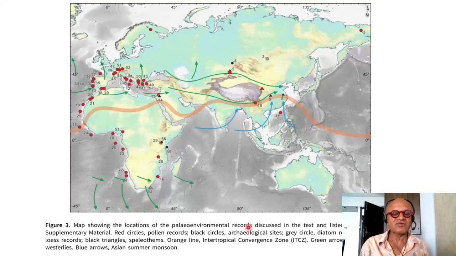Red triangles are loess records, again airlifted dust that corresponds to the strength of the monsoon, especially in the monsoon regions here, for example. Black triangles are speleothems, so you have some cave records of speleothems, dripping groundwater that leaves climate variability signals. Orange line is the intertropical convergence zone. Green arrows are the southern and northern westerlies, so you have wind, so you have monsoonal circulation and westerlies, and blue arrows are the Asian summer monsoon here.